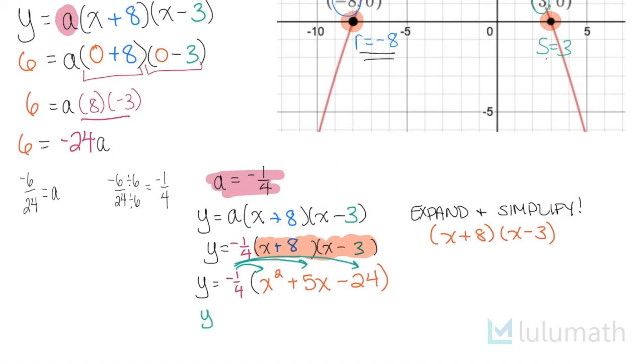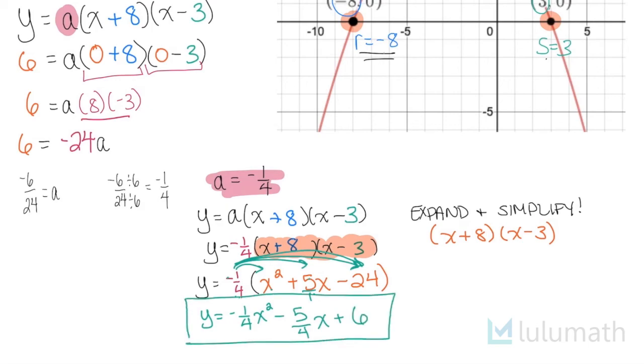So negative 1/4 multiplied by x squared is negative 1/4 x squared. Negative 1/4 multiplied by 5 over 1, negative 1 times 5 is negative 5, and then 4 times 1 is 4, so it's negative 5/4 x. And then negative 1/4 multiplied by negative 24, well, a negative multiplied by a negative is a positive, and 1/4 of 24, or 24 divided by 4, is simply 6. And this is my final answer.